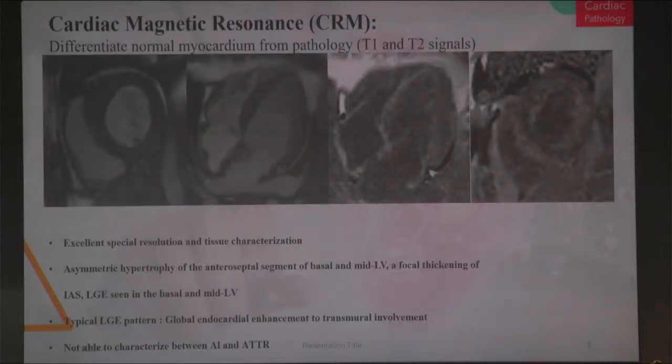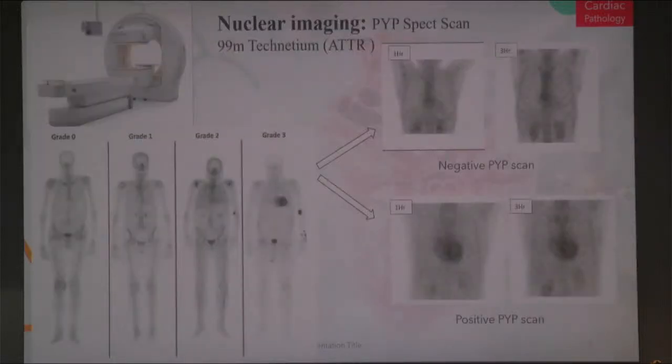The interstitium is widened, and with T1, T2 images and also with the help of late gadolinium enhancement, they see a diffuse subendocardial enhancement pattern with involvement of the myocardium, with a typical nulling pattern, and they say that it is cardiac amyloidosis. Most of the time, more than 95% of the times, we have seen amyloid deposition on biopsy. So this is the next non-invasive mode.